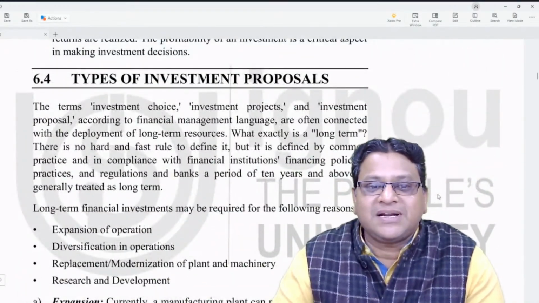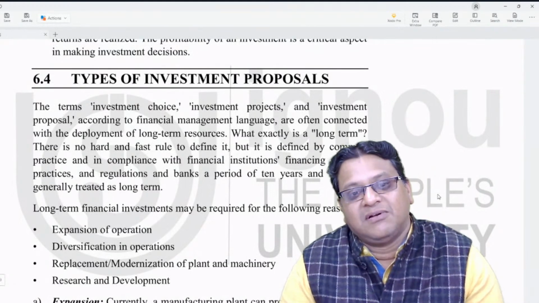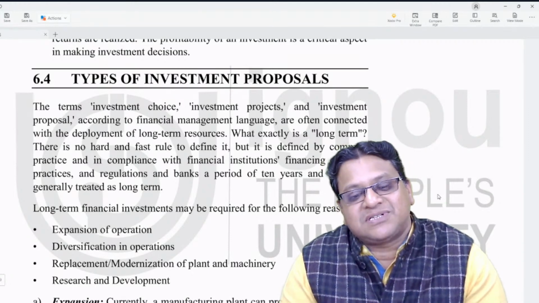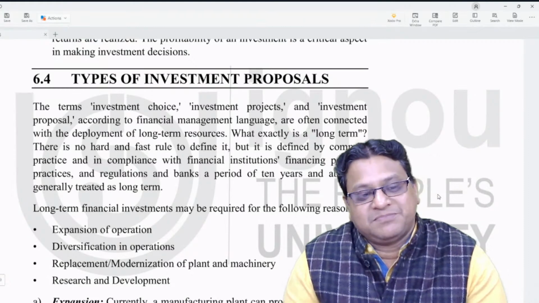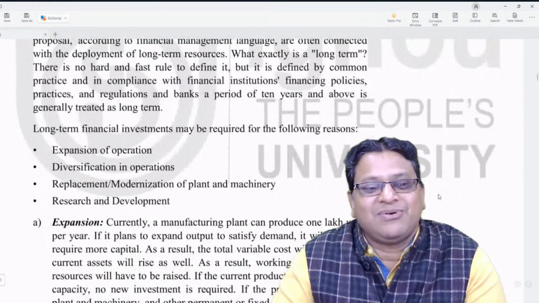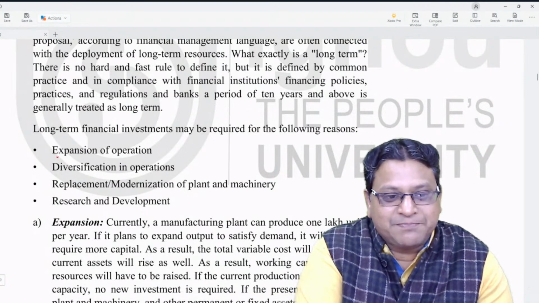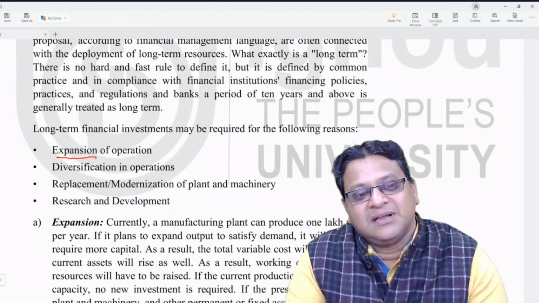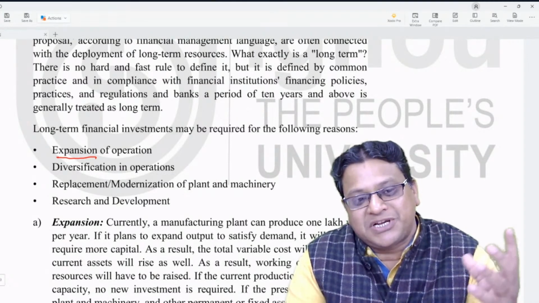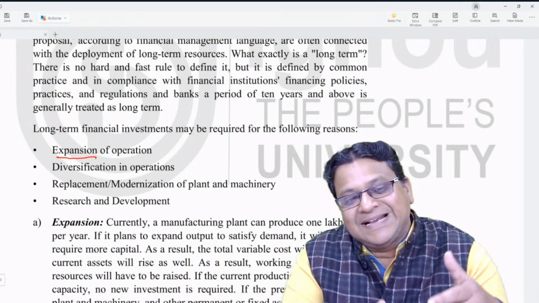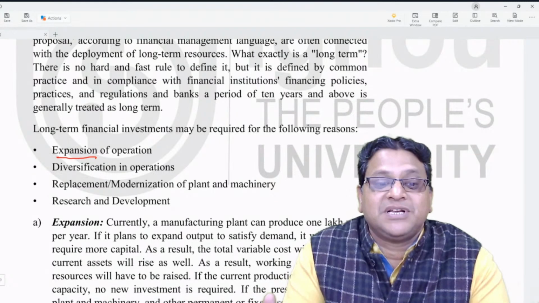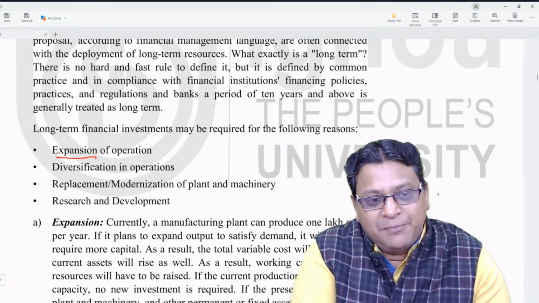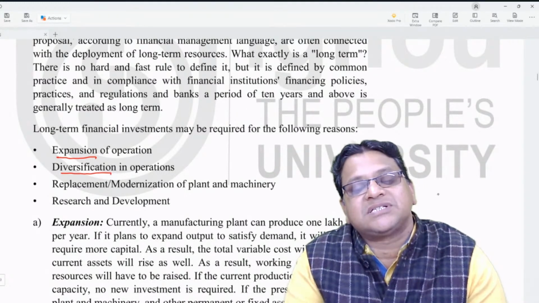Next, we will discuss the types of capital budgeting decisions or types of investment proposals. Generally, capital budgeting decisions are of the following four types. Some are expansion decisions. The business wants to expand its operation. It is producing 2000 units per day. Now the business wants to set up new machinery, a new plant, and increase its operation to 5000 units per day. These are expansion decisions.